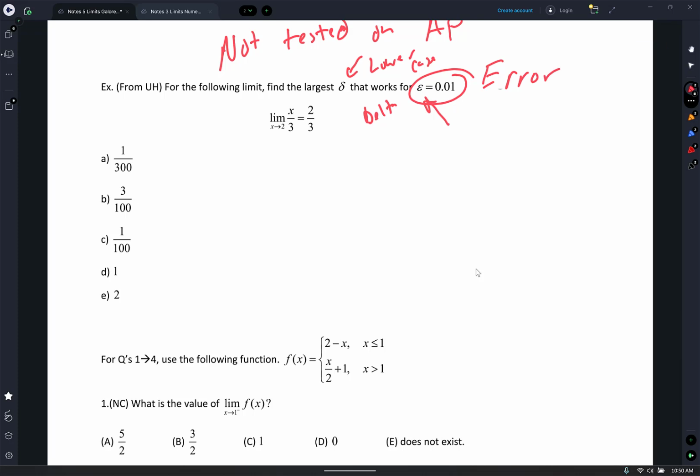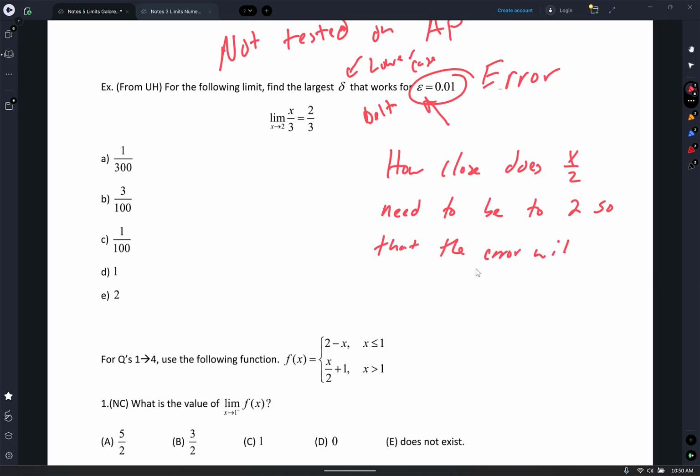So what does it mean? It means, this is what it means. How close does x over 2 need to be to 2 so that the error will be 0.01? That's what it means. Well, actually, it means a little, well, okay, you'll see what I mean.